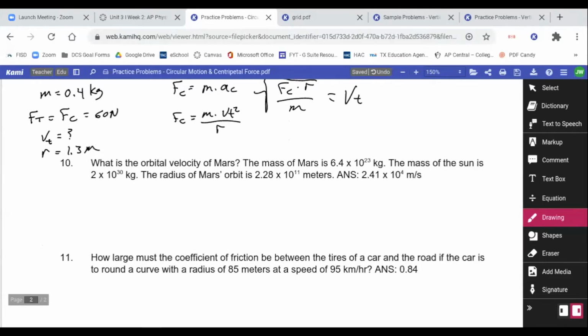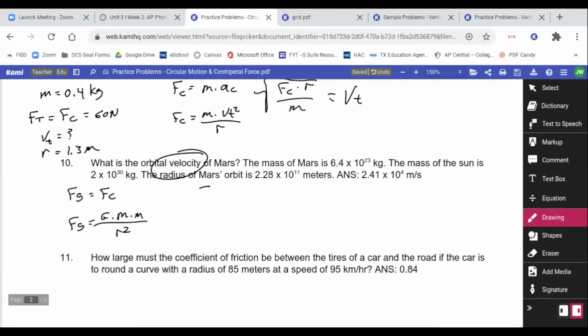Number 10 is going to be like the first one we did, was that like number 5 or something? Our force of gravity is going to be equal to our centripetal force. What are we looking for? The radius. Let's see, what is the velocity? Okay, we want the velocity. So if we use Fg is equal to G times M over r squared, they've given us enough information to do that, haven't they? They have the mass of Mars, the mass of the sun, and the radius. Okay, so we can get force of gravity, which is our centripetal force.